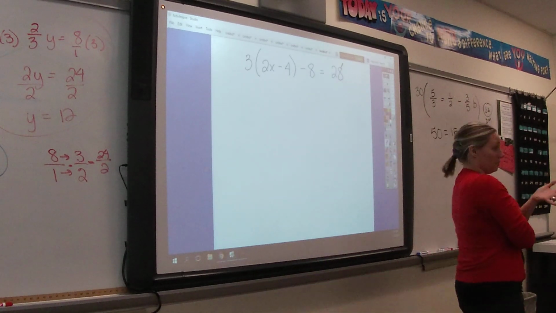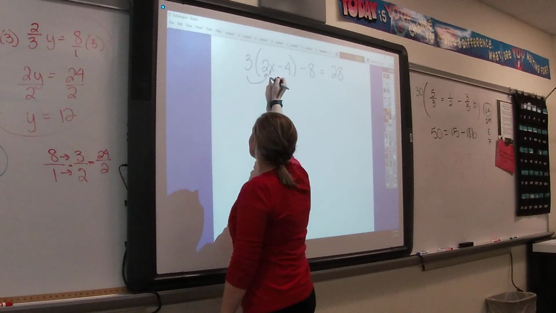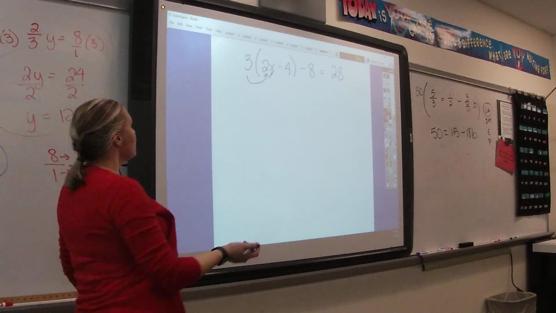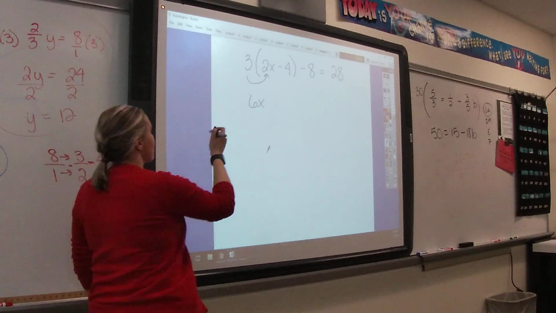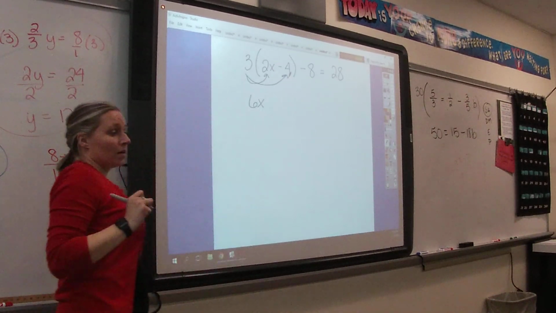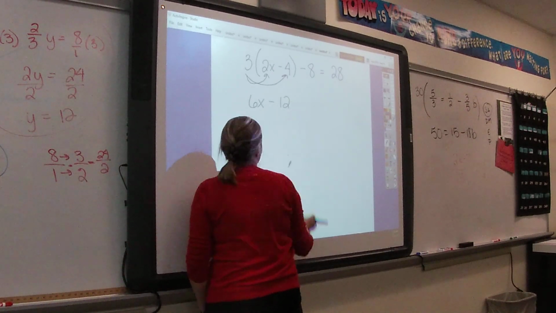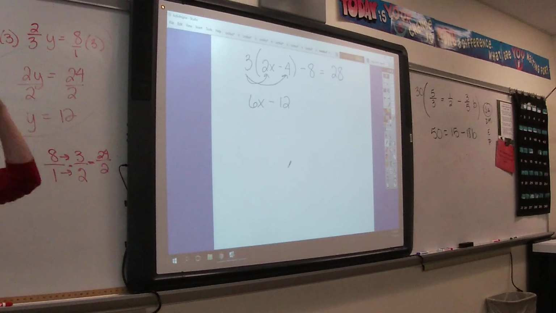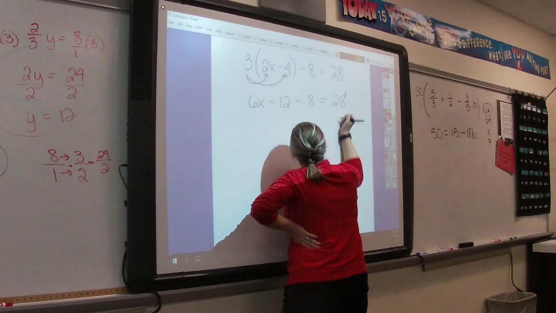So I'm going to read step 1. If there are parentheses, does this problem have parentheses? Yes, so if there are parentheses, what are we going to do? Multiply. Distribute. So we're going to pass out this 3. 6x. So 3 times 2x gives us a 6x. Three times negative 4 gives us a negative 12. Everything else is falling straight down. So I'm bringing down the minus 8 equals 28.